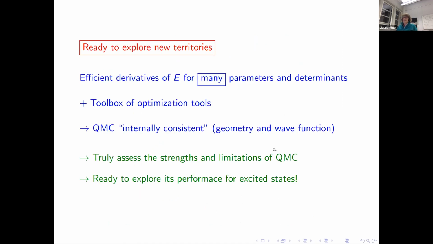Okay, so this is great, we implemented it and demonstrated it, and this really allows us to explore new territories, because we can compute derivatives for many parameters and determinants. And in combination with a toolbox of optimization tools, we can really start to treat quantum Monte Carlo as internally consistent, both as regards geometry and at least wave function parameters. So we can assess what the real strengths of the method are, independently of whether you use a Hartree-Fock or a Bijl-Jastrow determinant. And we can also explore what, at least, interests me very much: the performance of QMC for excited states.